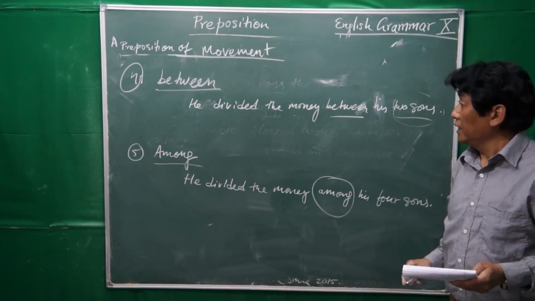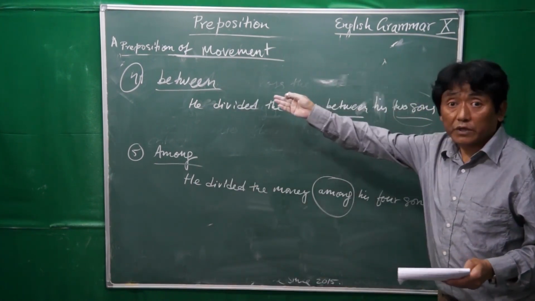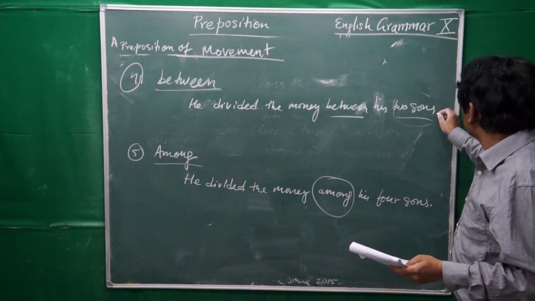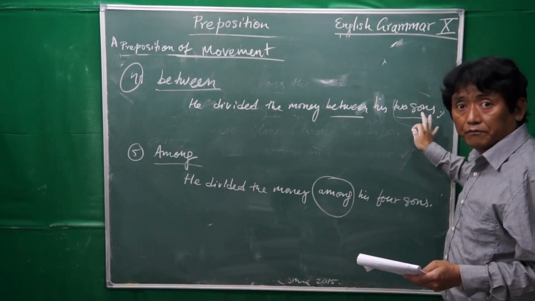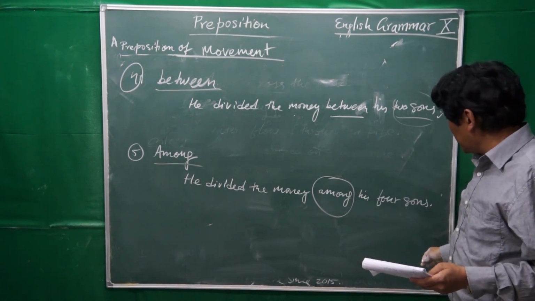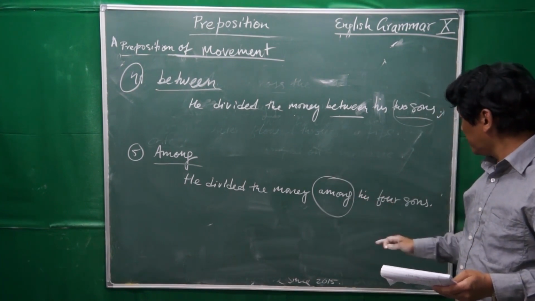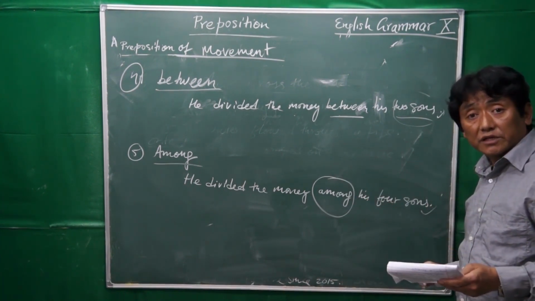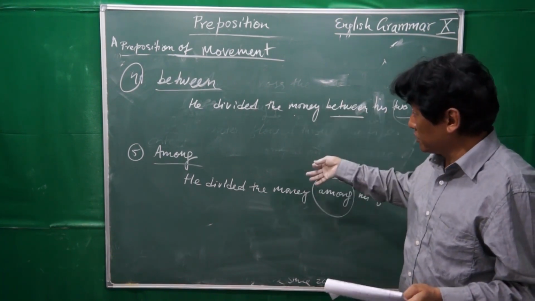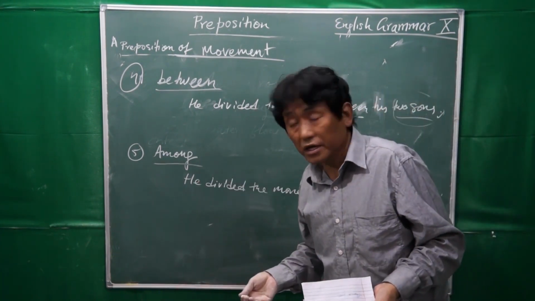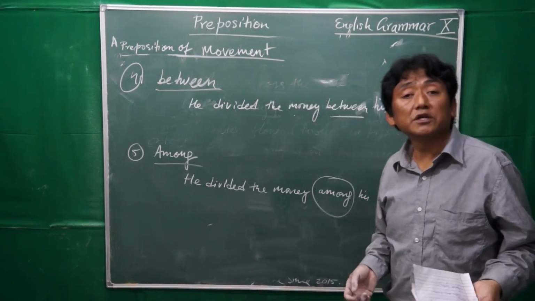That's why I wrote these two together, between and among. When you write between, you have to have 2 of them in the noun or pronoun. When you use among, you need to have more than 2. These are just examples only. There could be other examples also. You can say between the 2 hills. You can say among the trees.